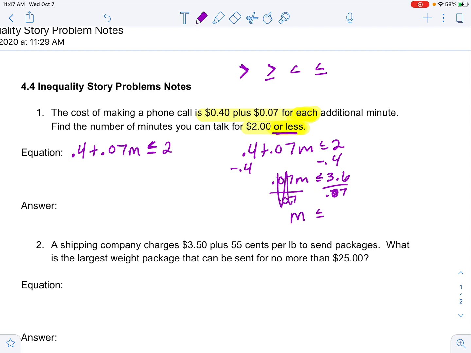All right, so then we're going to do 1.6 divided by 0.07, and we end up with a decimal, right? Okay, so from that number, how many minutes maximum can I talk? I can talk for 51 minutes maximum. All right, let's try the next one.